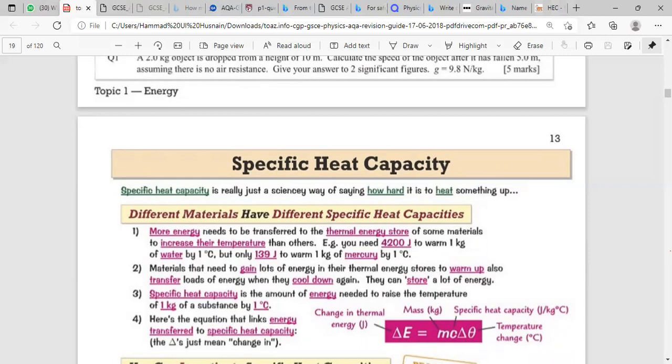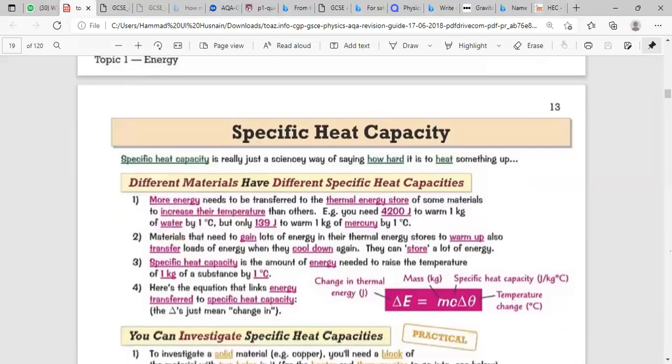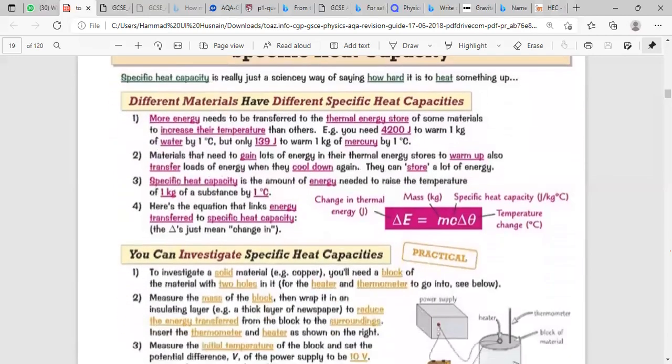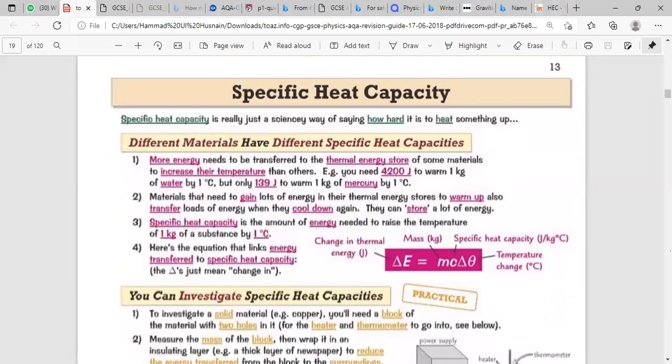Okay, so let us see what is written over here. It says that specific heat capacity is just a scientific terminology, which is another way of saying how hard it is to heat something up. That is, how much energy is required to heat a material. So different materials have different heat capacities, as I have told you earlier, and there will be a definition of heat capacity somewhere over here.